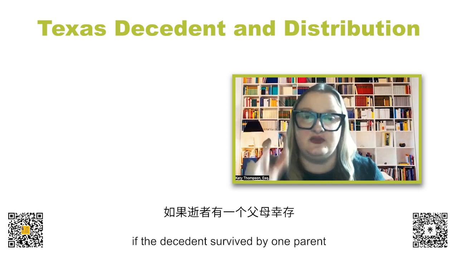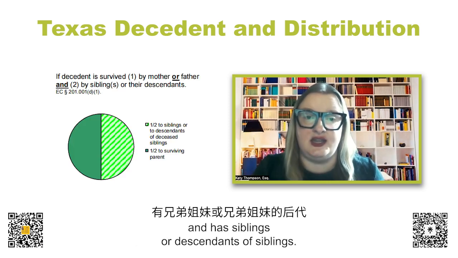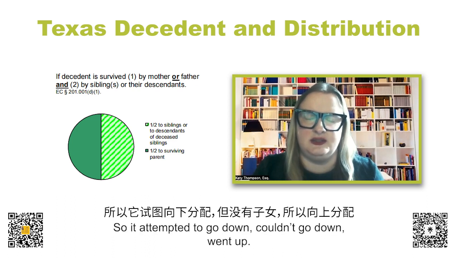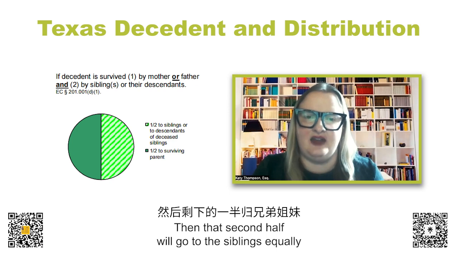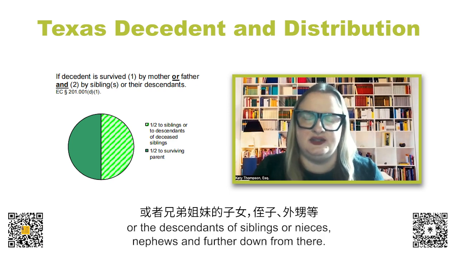If the decedent is survived by one parent and has siblings or descendants of siblings, it attempted to go down, couldn't go down, went up, and only one half of the parents is available. So one parent is surviving. Then that second half will go to the siblings equally or the descendants of siblings. So nieces, nephews, and further down from there.